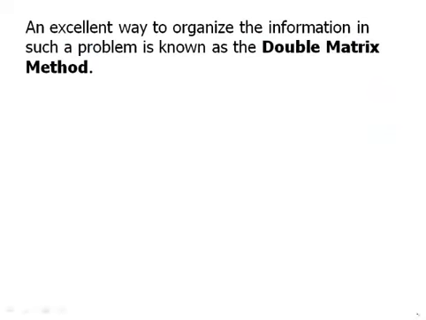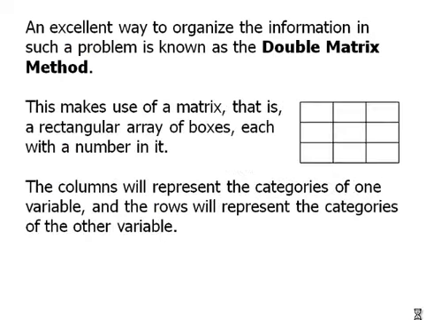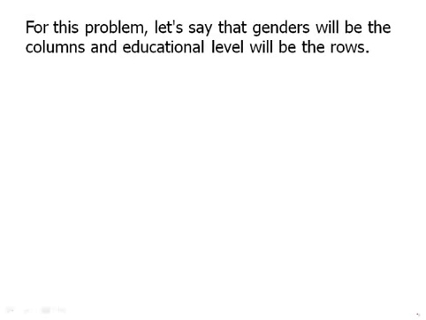An excellent way to organize the information in such a problem is known as the double matrix method. This makes use of a matrix that is a rectangular array of boxes, each with a number in it. The columns will represent the categories of one variable, and the rows will represent the categories of the other variable. For this problem, let's say that gender will be the columns, and education level will be the rows.